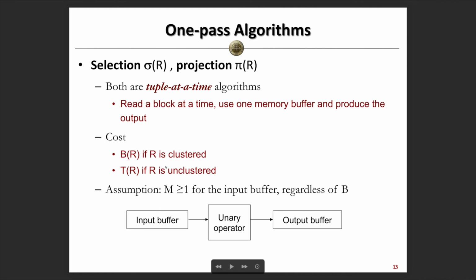And here we also have an assumption. Because we mentioned in the beginning that we assume the memory size is not enough, here we assume that M is larger than or equal to 1 for the input buffer. This M, if you still remember, denotes the number of blocks in the memory, regardless of B, the number of blocks. In other words, given the input buffer in the memory, we can use these unary operators, the selection or projection, to generate the output to the output buffer. So this is the one-pass algorithm for the selection as well as projection.